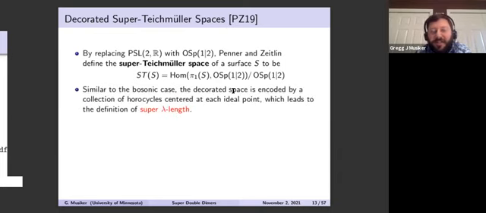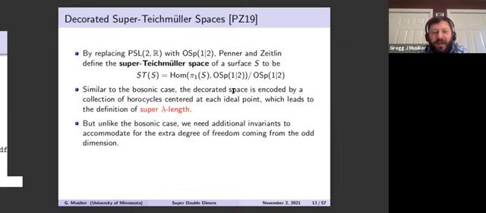And similar to the bosonic case, i.e. the even case, you can get a decorated super Teichmüller space by endowing each marked point with a horocycle. And this leads us to the definition of a super lambda length. But unlike the bosonic case, it's not enough to just have the super lambda lengths. There needs to be additional invariants that accommodate this extra degree of freedom coming from the odd dimension.